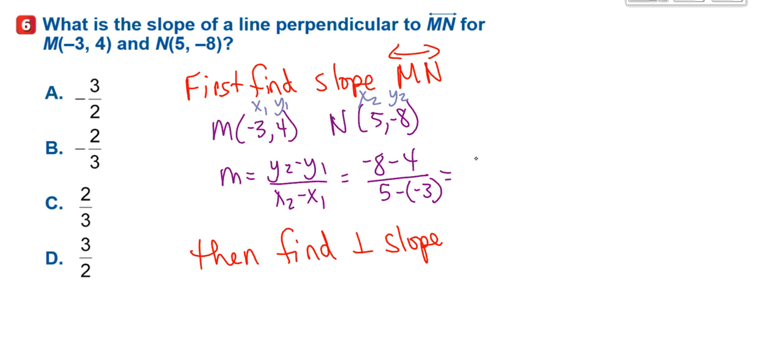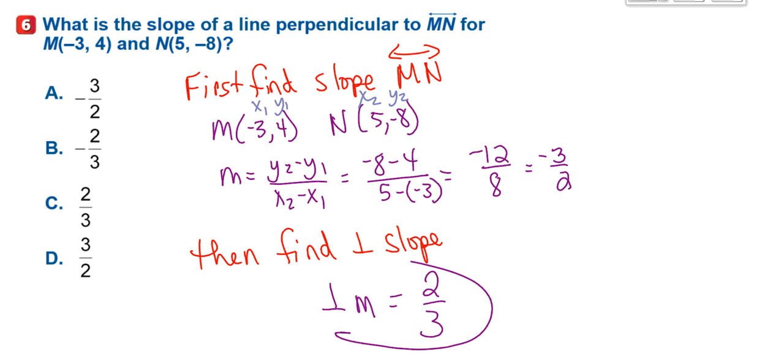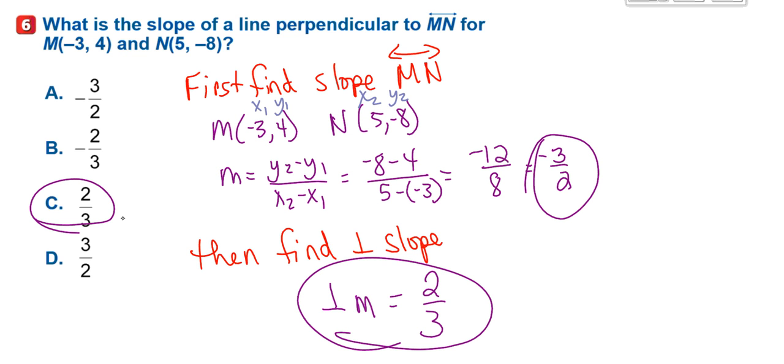-8 minus 4 is -12. 5 minus -3 is plus 3, so that's 8. I'm going to reduce it, but I can leave it improper. So 4 goes into both of those, so that's -3/2. So the perpendicular slope then is the opposite reciprocal. So the perpendicular m is +2/3. And so notice if you pick -3/2, that's the original slope. So don't forget to finish the problem, and that is letter C.